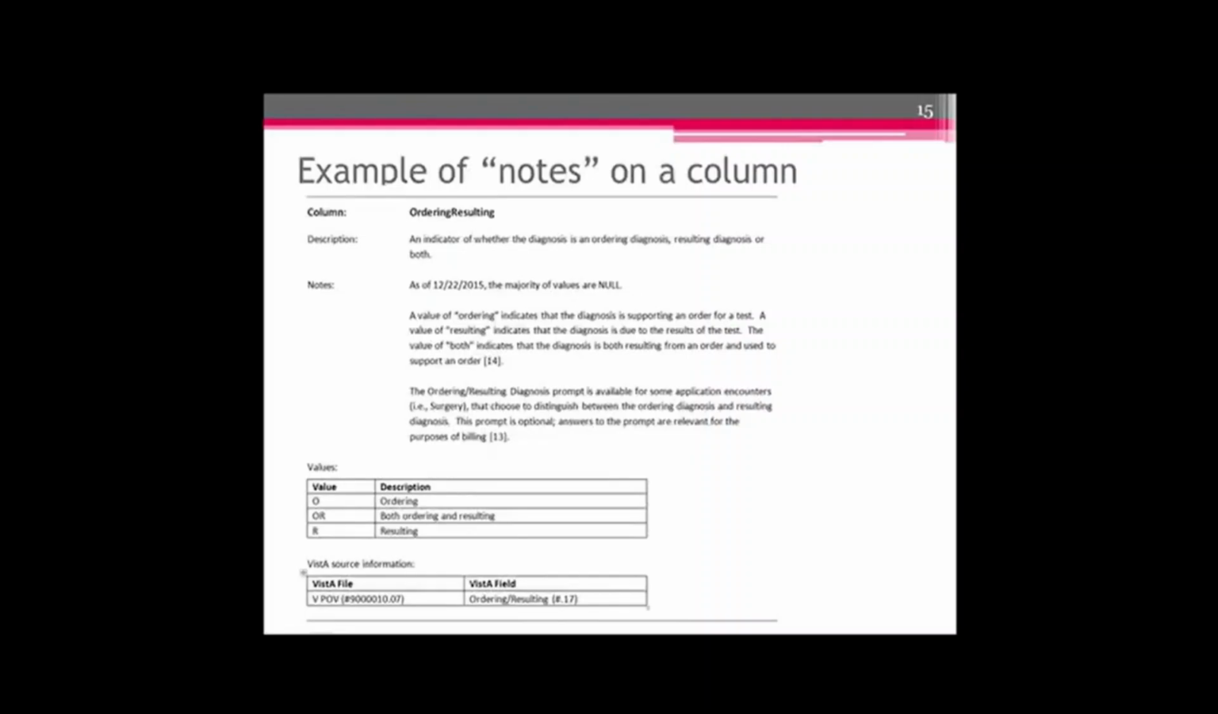There are times when column descriptions will have more extensive notes that are just defining various aspects of that column that were not so clear in its original definition. So in this case, it takes time to give the definition of what the value of ordering means, what the value of resulting means, and it also shows that a majority of the time this field isn't being used. The majority of the values are null.